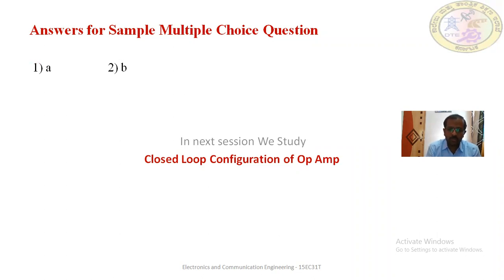If you go for the closed loop configuration, it is to be covered in the next session. In it, part of the output is fed back as the input. That itself is the closed loop configuration. If it is connected to the positive terminal, it acts as an oscillator, and if it is connected to the inverting terminal, it acts as an amplifier. It is to be covered in the next class.